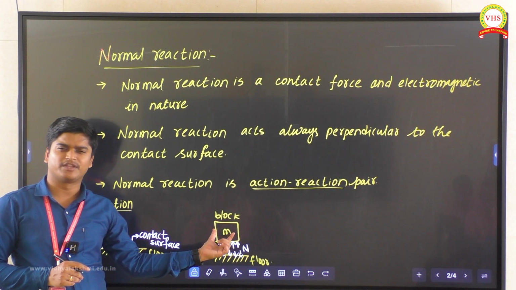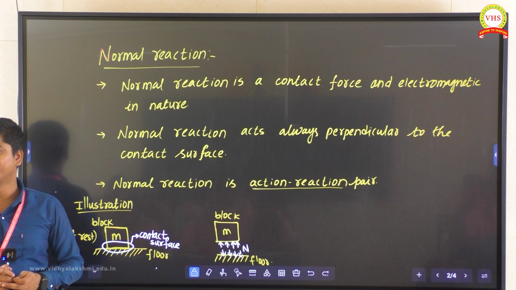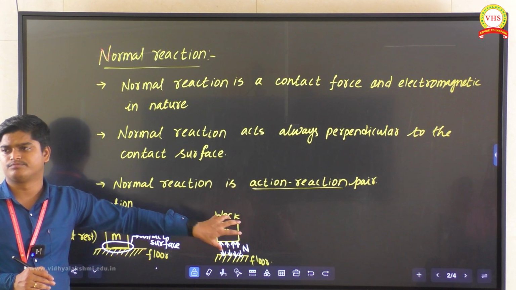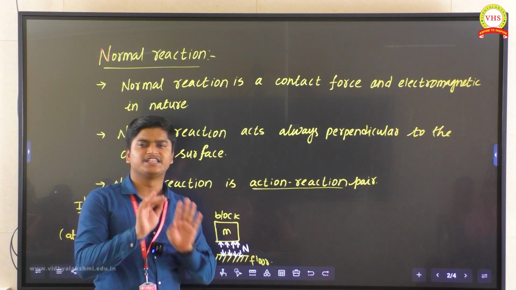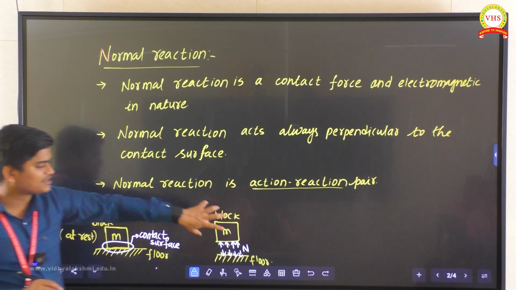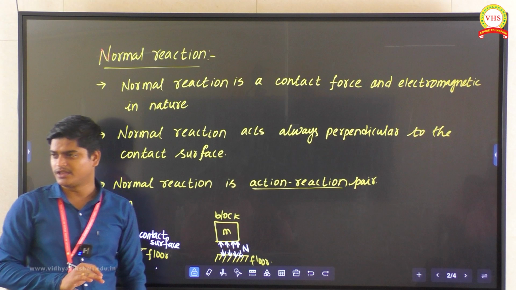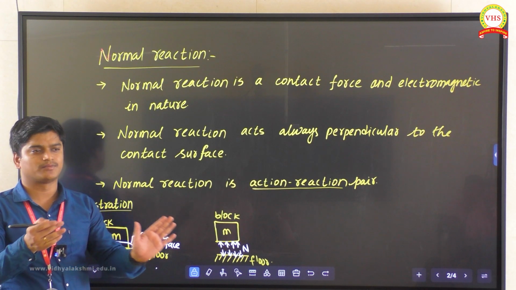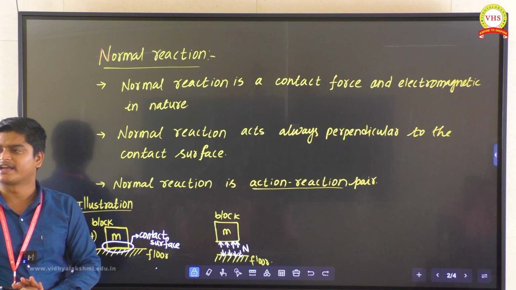First you need to do something called a free body diagram. What is that? Along this mass you observe, take it separately and see how many forces are acting on it, in which direction motion is there or in which direction motion is not there. Accordingly you apply Newton's second law.